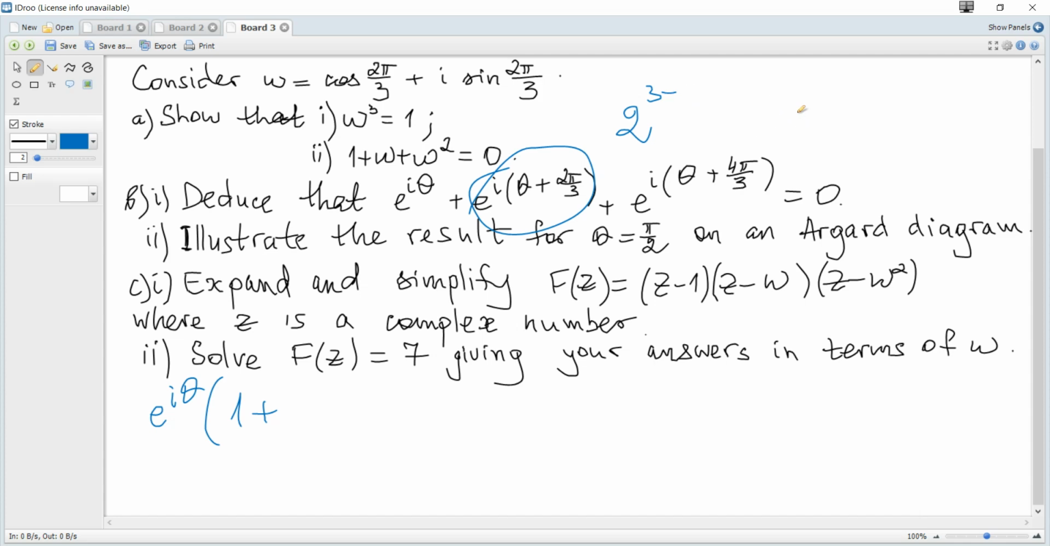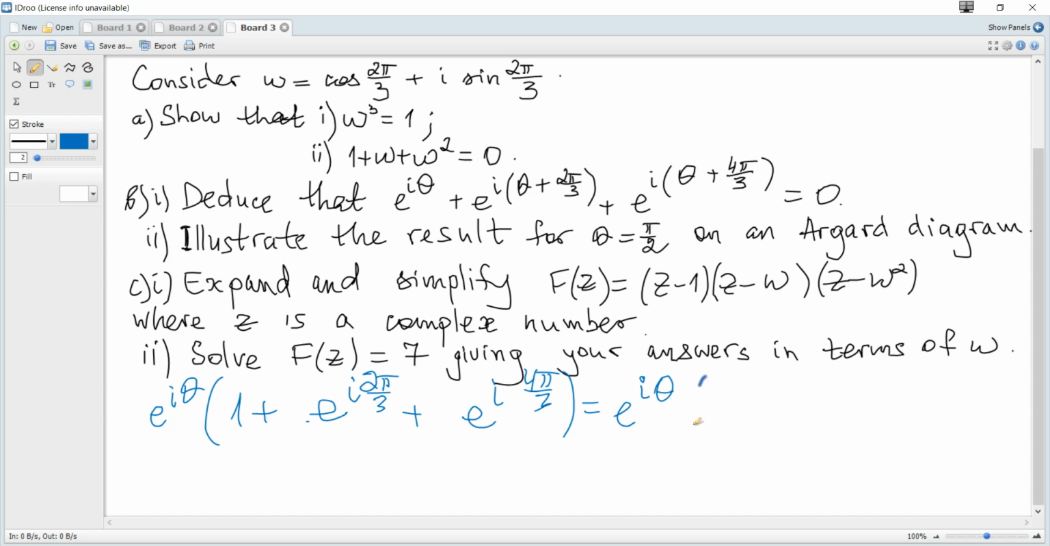So we just factor out e to the power of i theta, and the remainder here is e to the power of i 2 pi over 3 plus e to the power of i 4 pi over 3, and it becomes e to the power of i theta multiplied by 1 plus, but e to the power of i 2 pi over 3 is omega, but in Euler's form, and it's omega squared. And we know that it's 0, so it's 0.